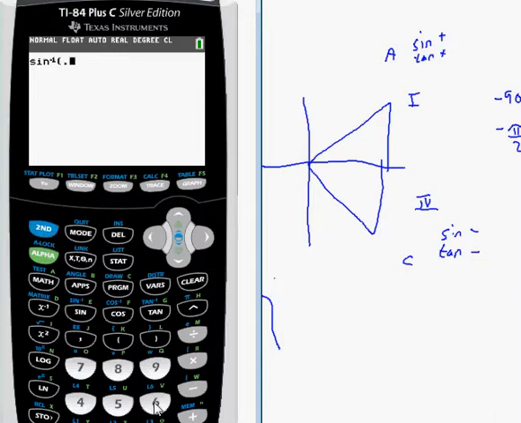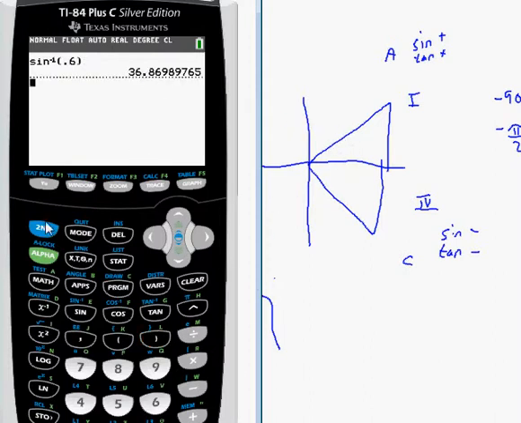number like 0.6. Again, whenever you do the inverse sine, you're going to get an answer either in quadrant 1 or quadrant 4. But since I'm plugging in a positive number, I know that my answer is going to be between 0 and 90. And there it is. It's 36.